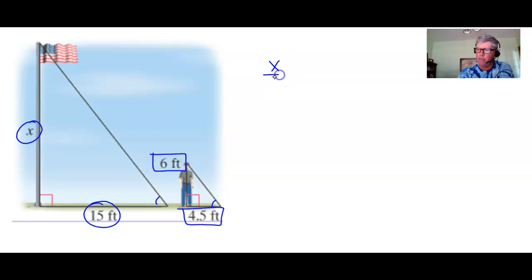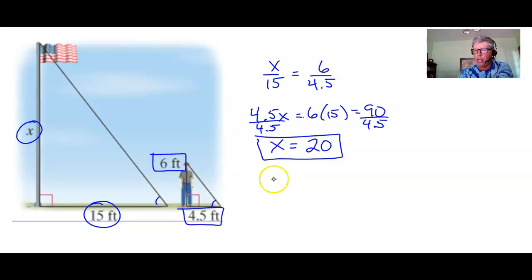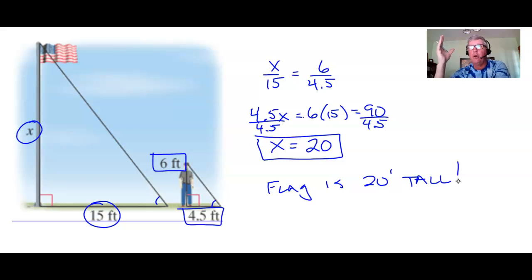So if I go x over 15 equals 6 over 4.5, cross multiply, 4.5x equals 6 times 15, which is 90. Divide both sides by 4.5, and we get x equal to 20. So in a real life problem, we'd say, hey, the flag is 20 feet tall. Pretty cool. So all of a sudden, we can find the height of something without having to climb up the flagpole and pull a tape measure up with us.